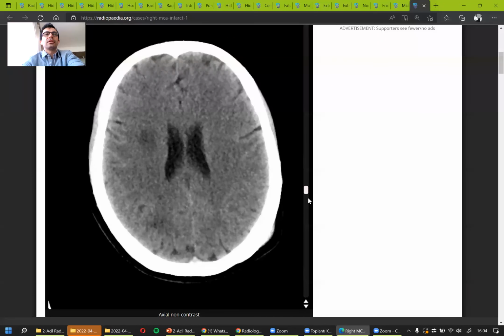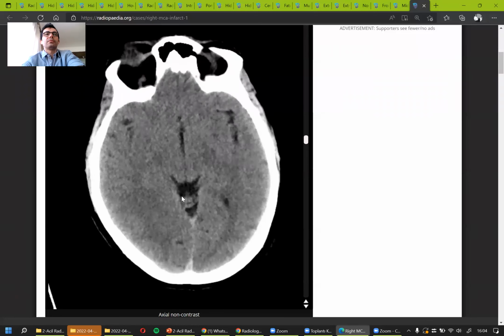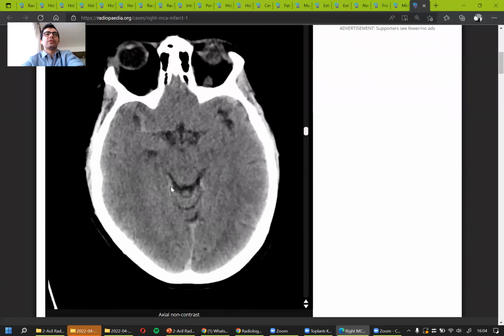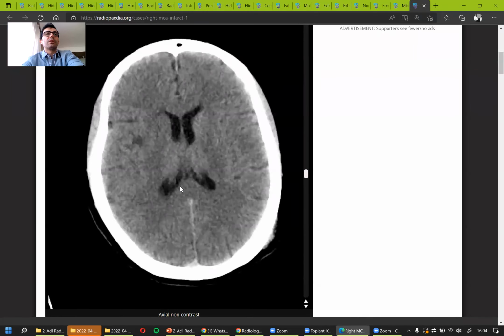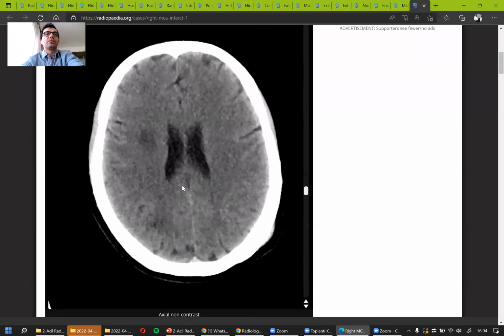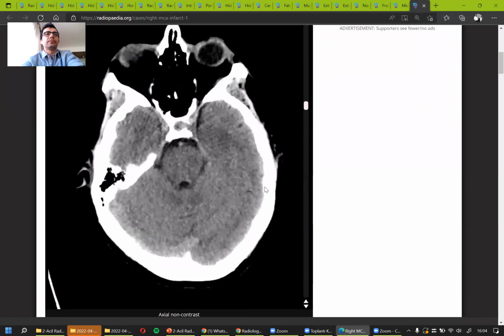Everything is in place. The sulci are okay. The ventricles are okay, symmetrical. There's no shift. I didn't see any area of bleeding, so it's definitely not a hemorrhagic stroke. Can anybody see some small asymmetrical appearance anywhere?